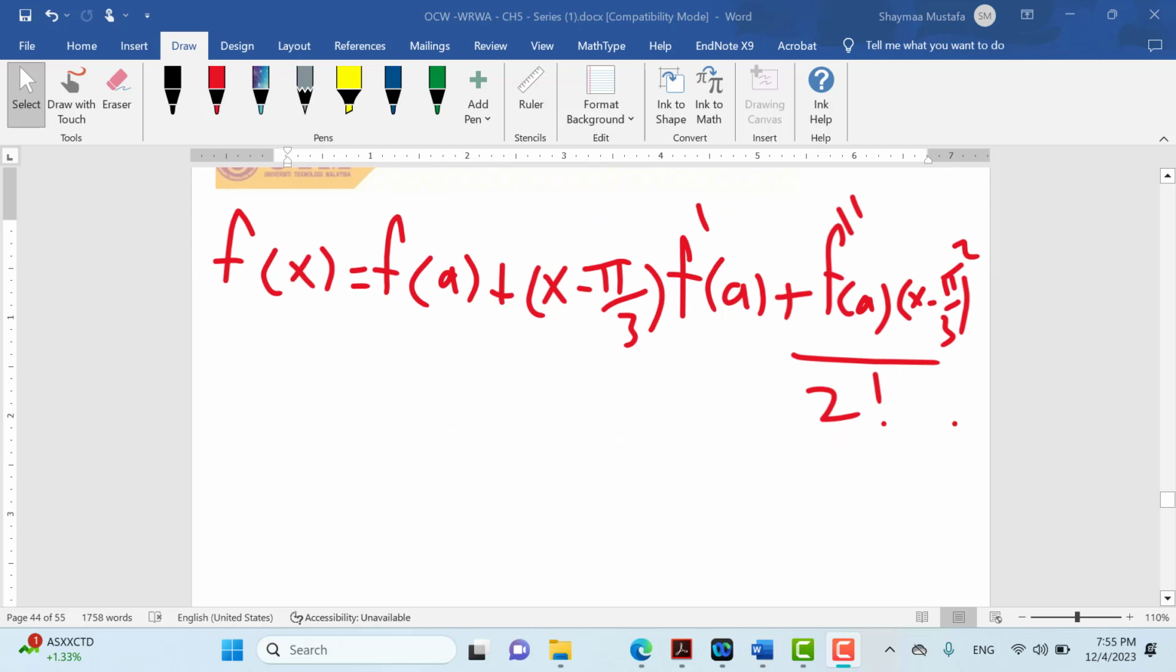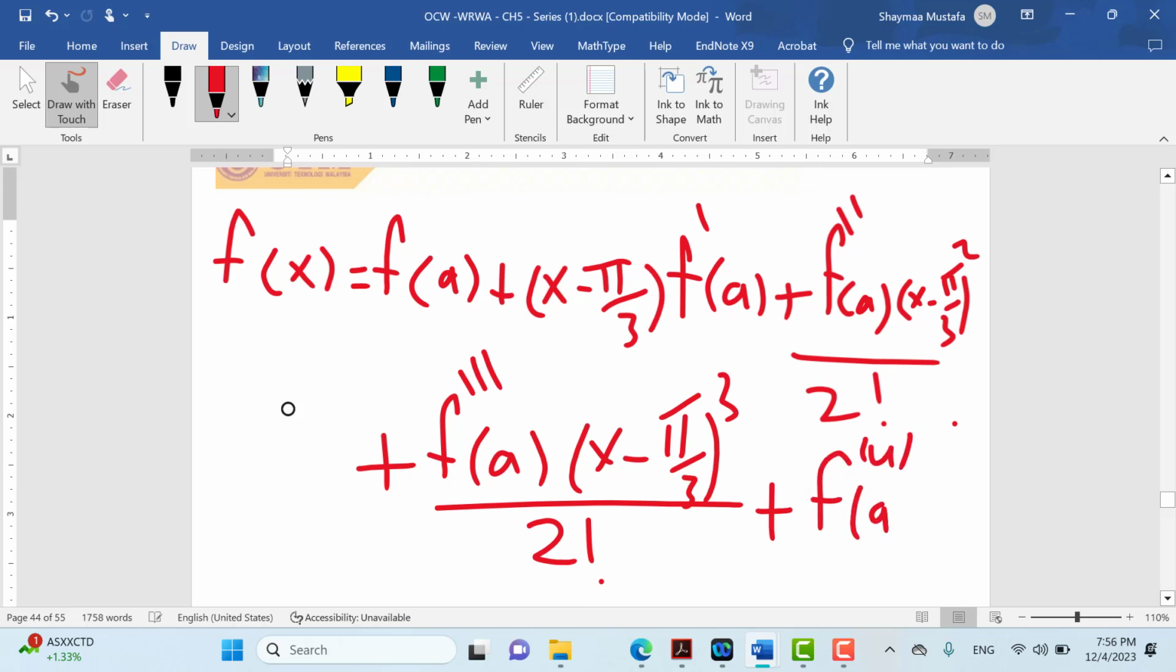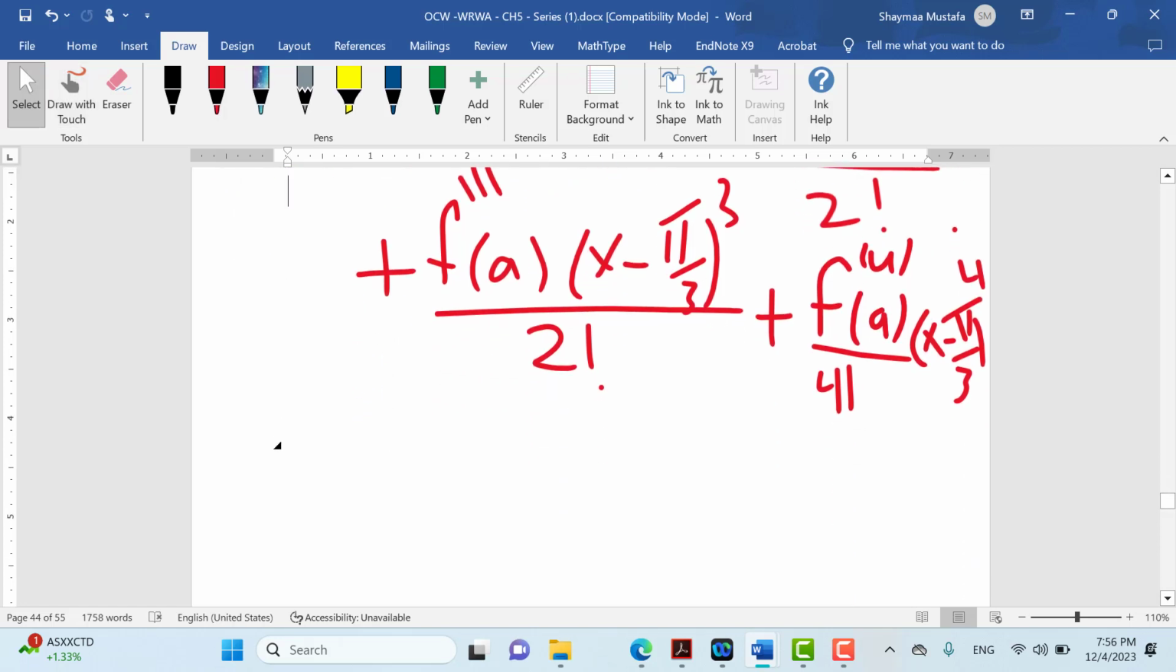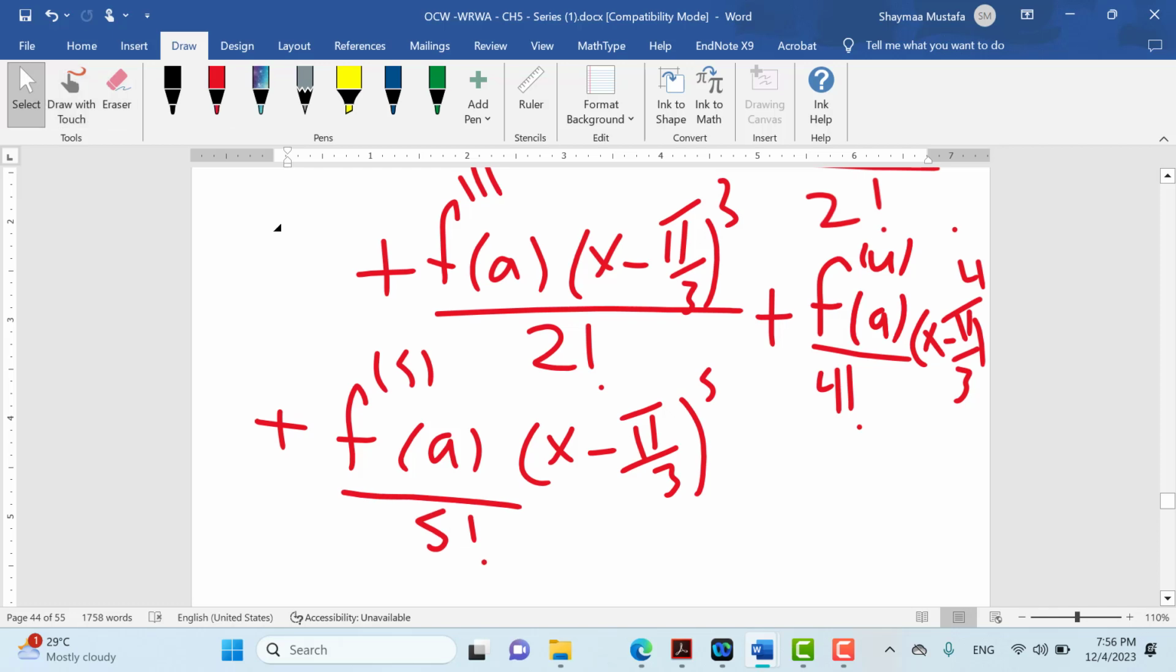Okay, plus f triple prime of a times x minus pi over 3 cubed over 3 factorial, plus f fourth of a over 4 factorial times x minus pi over 3 to the power 4, and then plus f fifth of a times x minus pi over 3 to the power 5 over 5 factorial. So now we need to substitute.